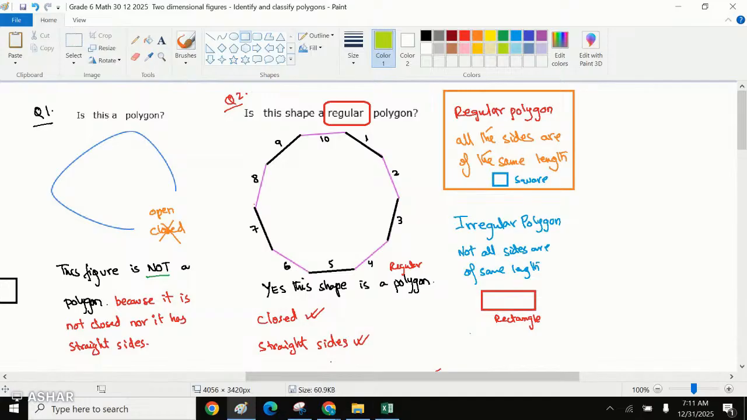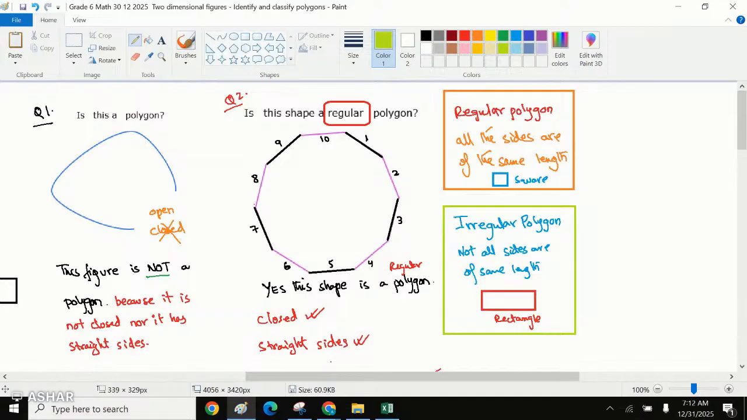Okay, so this is the basic difference between regular and irregular. Whenever you need to find a regular polygon, all sides should be the same. In a square, all four sides are the same. But in a rectangle there are two pairs of equal lengths, right? So no, not all sides are the same. So it is an irregular polygon. Irregular because not all sides are the same. Polygon because it's a closed shape and having straight sides.